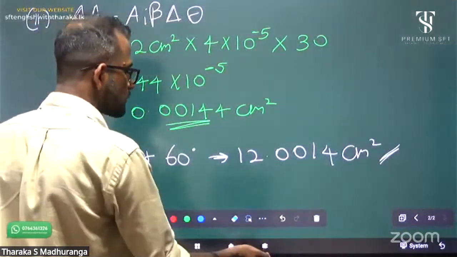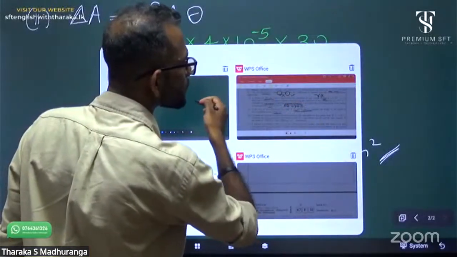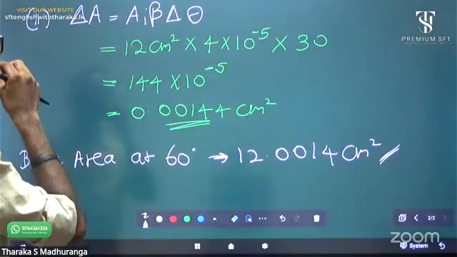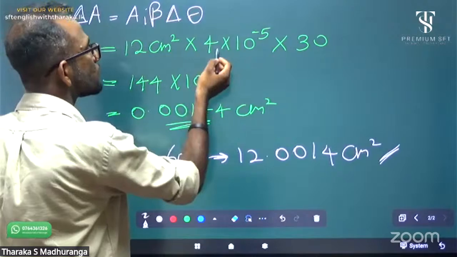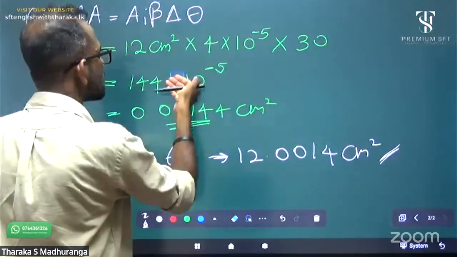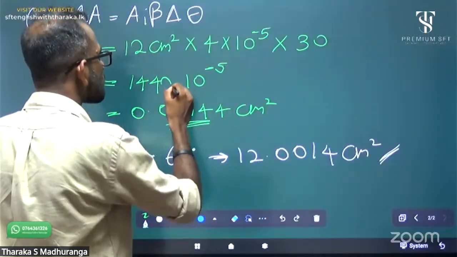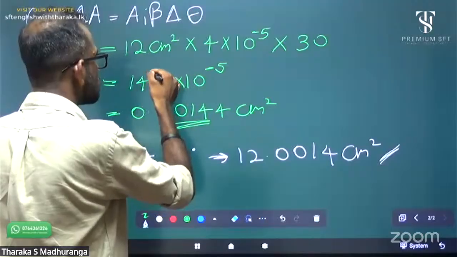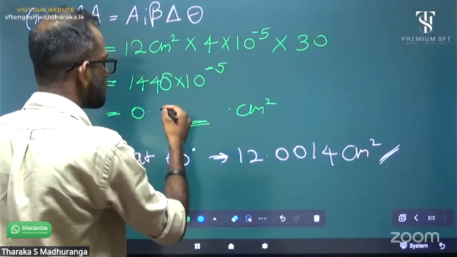Is this value correct? It is 10 to the power minus 5, right? Twelve into 4, sorry, there is a 0 here. Into 10 to the power minus 5. Then 1, 2, 3, 4, 0.0144, right?